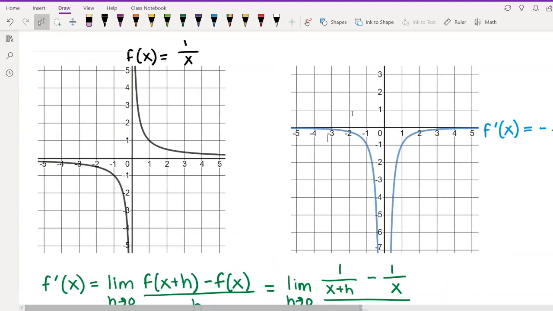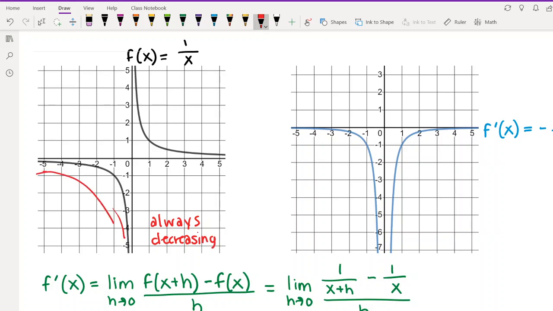If we look at this function, 1 over x, notice that it's always decreasing. If you go from left to right, the function's always going down. This part is going down, and if you look at the other part of the graph, that's also going down. So there's no part of this graph that's going up from left to right. It's always decreasing, and that's why this graph is always negative. And when I say negative, again, I mean below the x-axis. There's no part of this graph that lies above the x-axis.